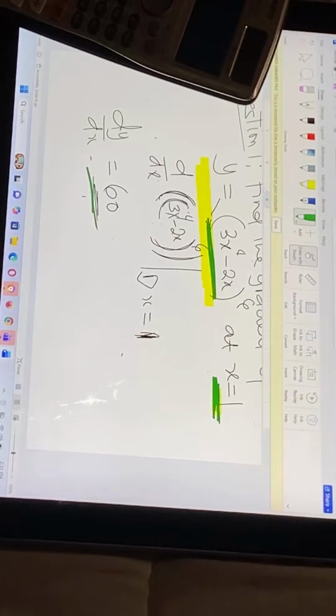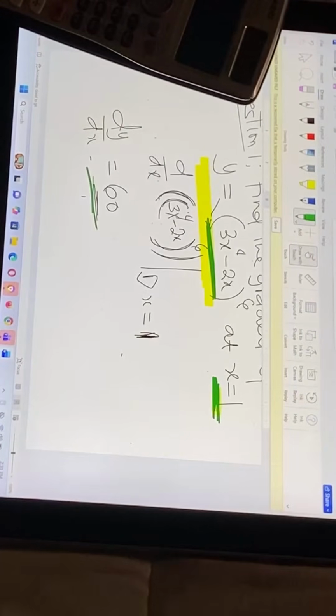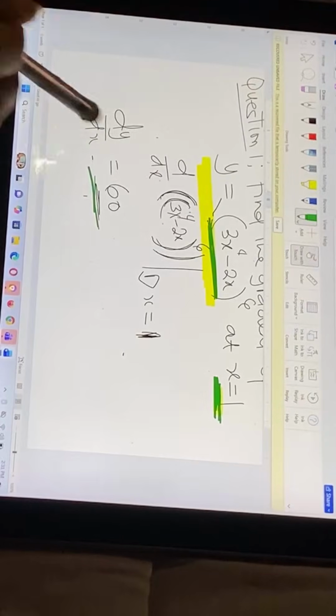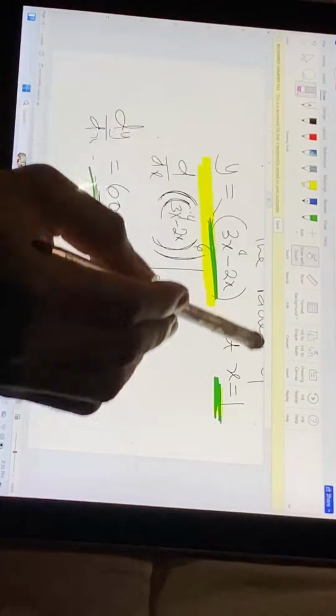Now let's move to the next one here. The y over S is representing the slope there. Please take note that the y over S is representing the slope. So let me clean the board for us to solve question 2.